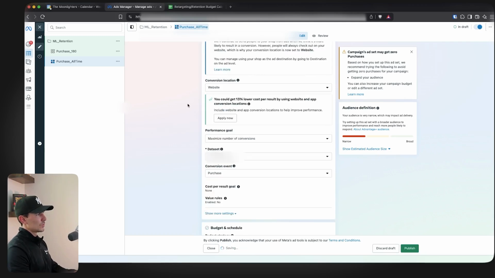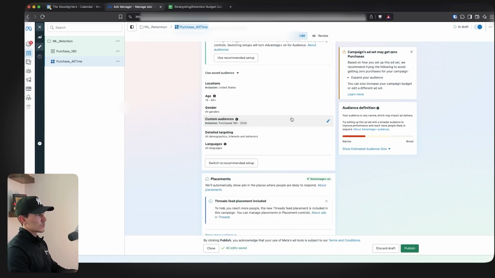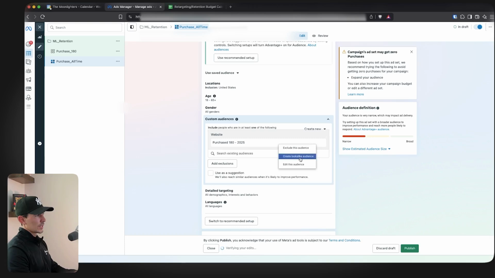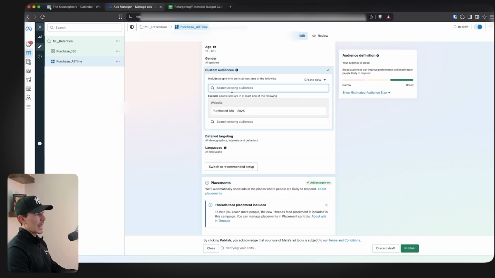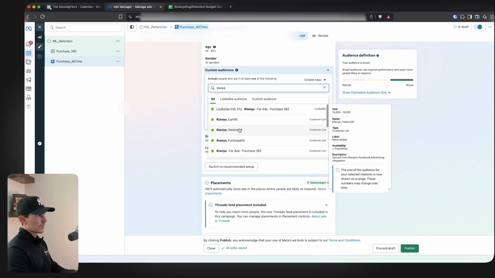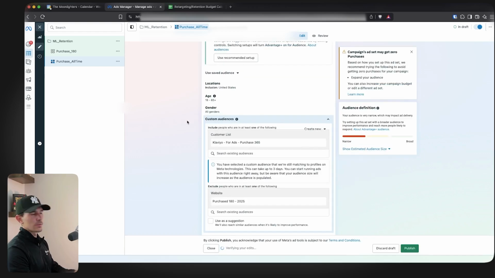And this is going to be the same thing as we did before, minus the 180. So we're going to take this 180. We're going to exclude here. We're then going to add the Klaviyo 365. So what I was trying to say before, and excuse my stuttering, was we could either group these together as one single ad set, keep it all together, or we could break it out. If you're a slightly larger brand, break it out. If you are not, if you're a smaller brand, group it together.